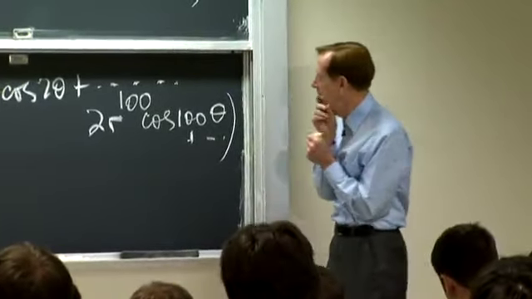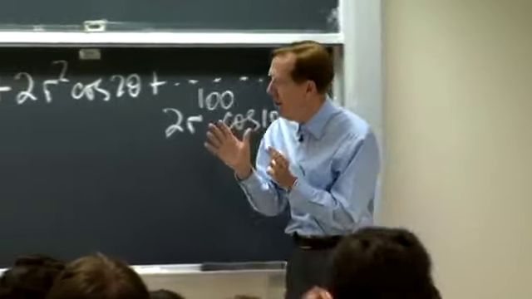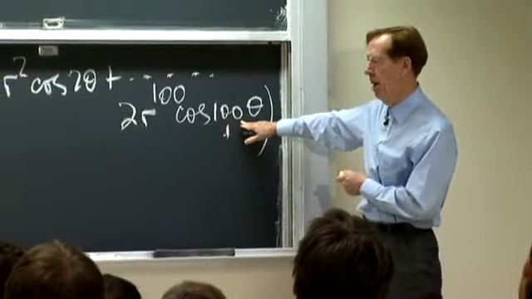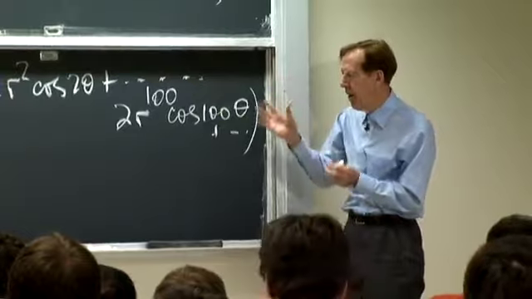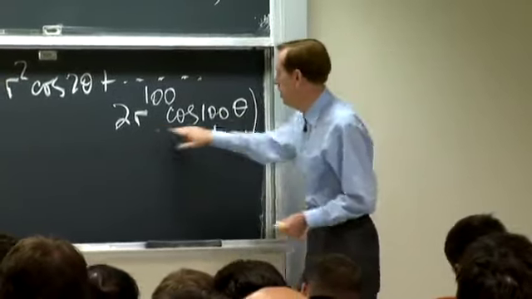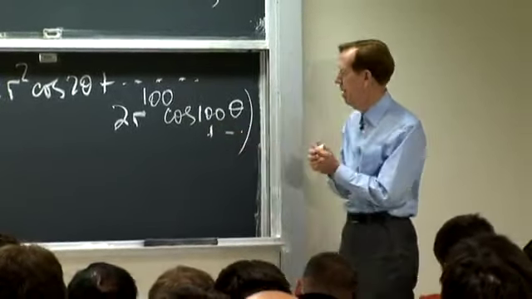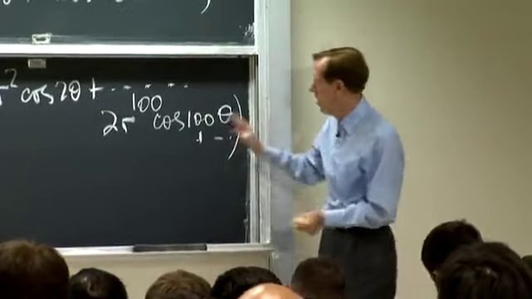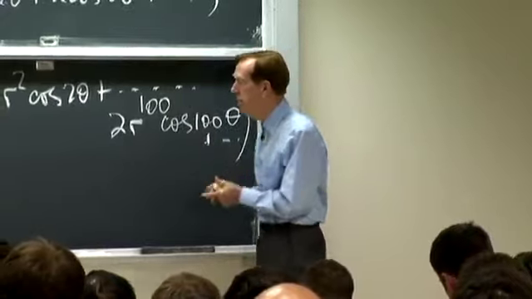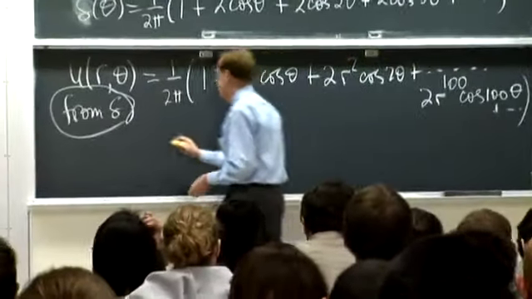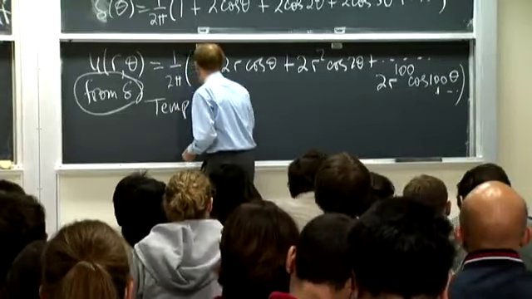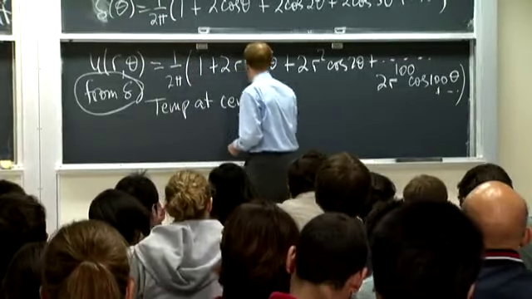And why is that? Because at r equal a half, this term is practically gone, right? If I go halfway into the circle, this term is practically gone, 1/2 to the 100th power. And if I go to the center of the circle, it's completely gone. In fact, what's the value at the center of the circle? What's the temperature at the center?